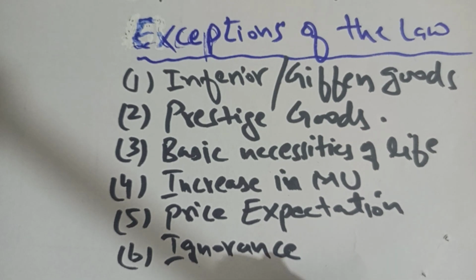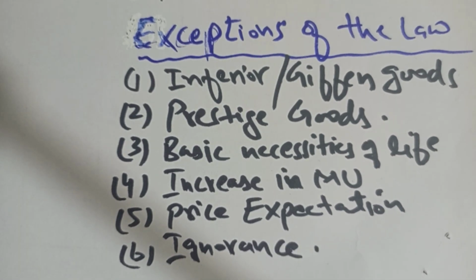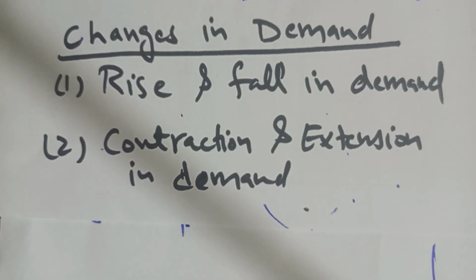So nice. So guys, the lecture on our today's topic is now complete. Now we move toward the changes in demand. There are two types of changes in demand. Number one, rise and fall in demand. And number two, contraction and extension in demand.